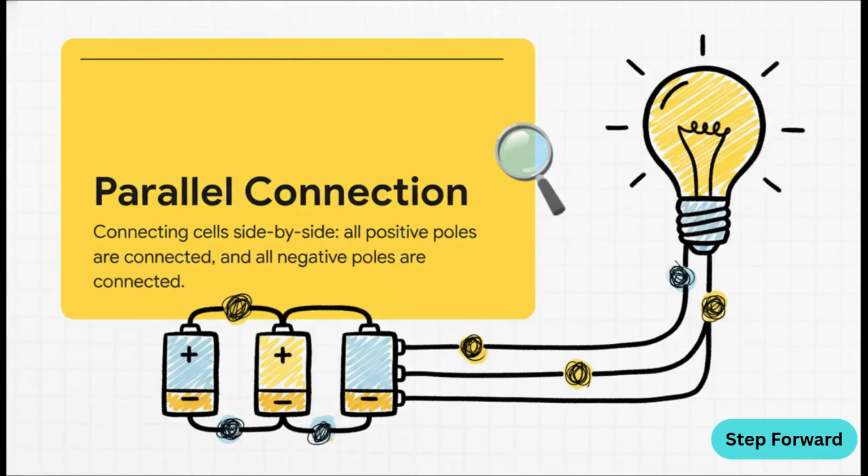Now, the other method is called a parallel connection. For this, you line up the cells side by side. You connect all the positive ends together with one wire, and then you connect all the negative ends together with another wire. It looks totally different from a series connection.